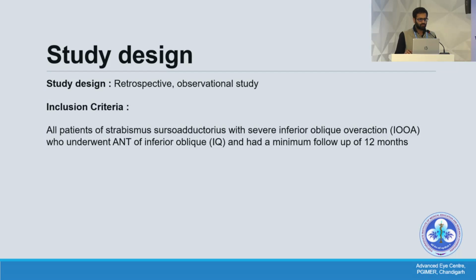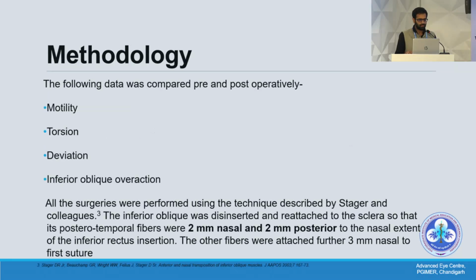So ours was a retrospective observational study, and the inclusion criteria was all the patients of strabismus sursoadductorius with severe inferior oblique overaction who underwent anterior nasal transposition of the inferior oblique and had a minimum follow-up of 12 months. The data that was compared pre- and post-operatively was motility, torsion, deviation, and inferior oblique overaction.